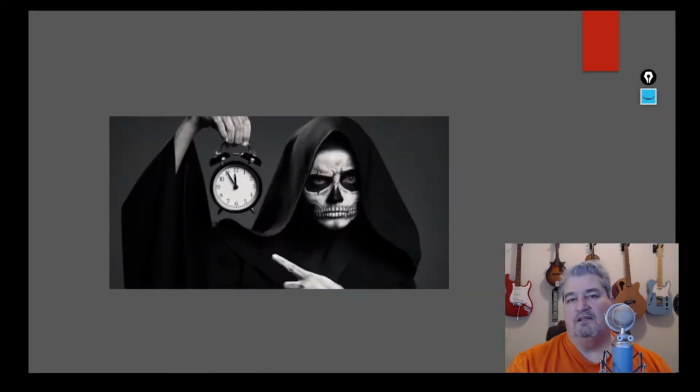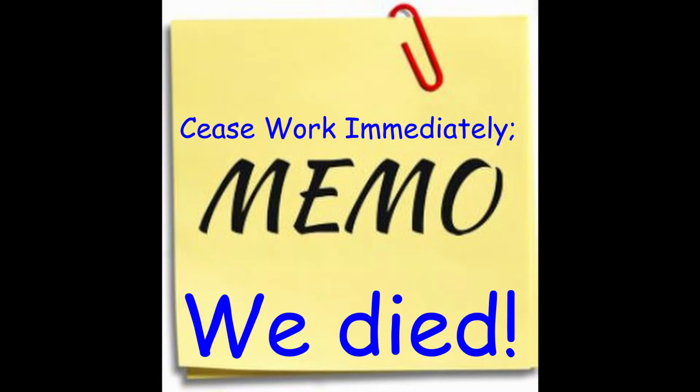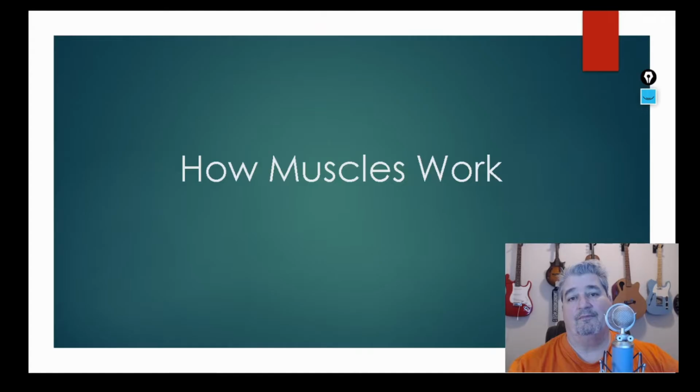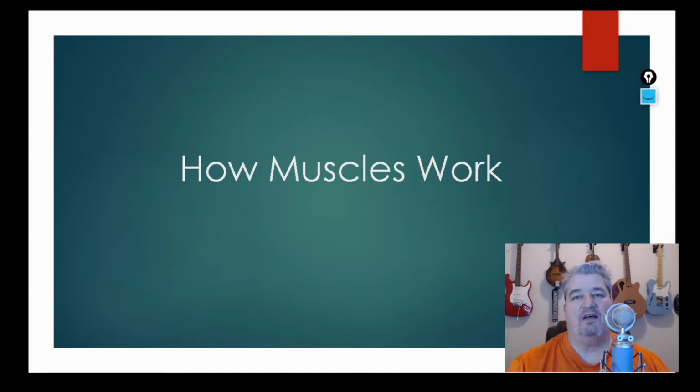The question is, though, exactly at what time does death happen? Does death happen all at once? Didn't you get the memo? Not everybody gets the memo. Our cells continue to work until they don't. And to understand how rigor mortis works, we now have to understand how muscles work.